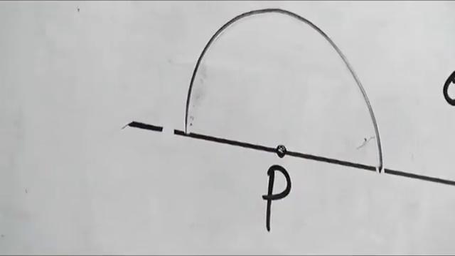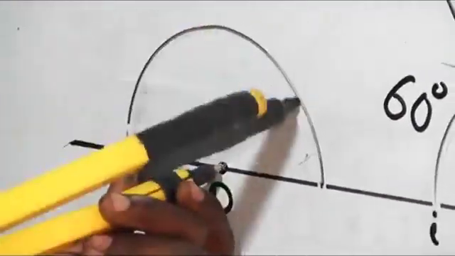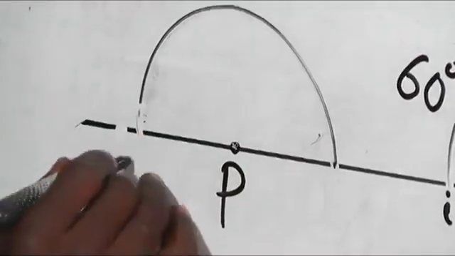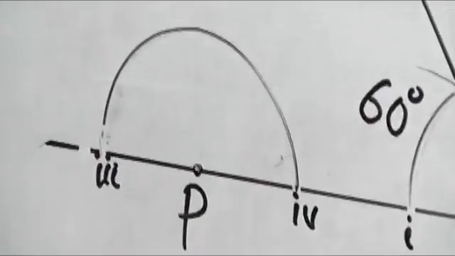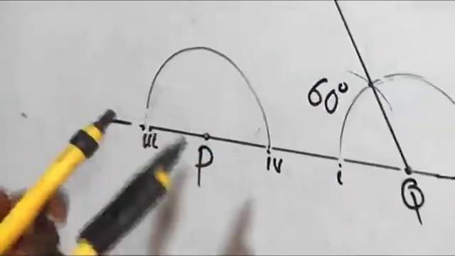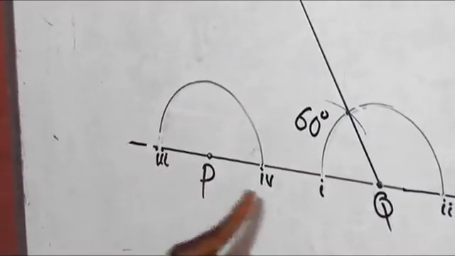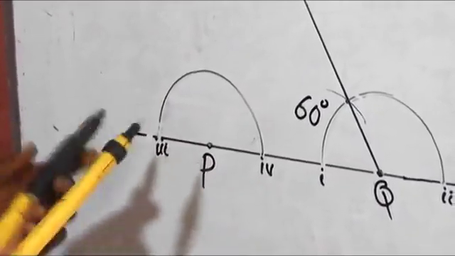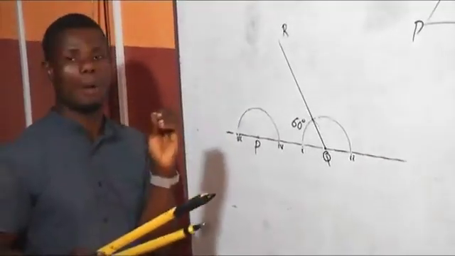Are we together? Or you can just cut these two lines, the baseline, at two sides, alright? So let's call this part I and IV, okay? So when you're done with that, you can bisect this distance, that is distance I to IV, alright? So how do you bisect? When we talk about bisect, that's to divide something into two equal parts, alright?